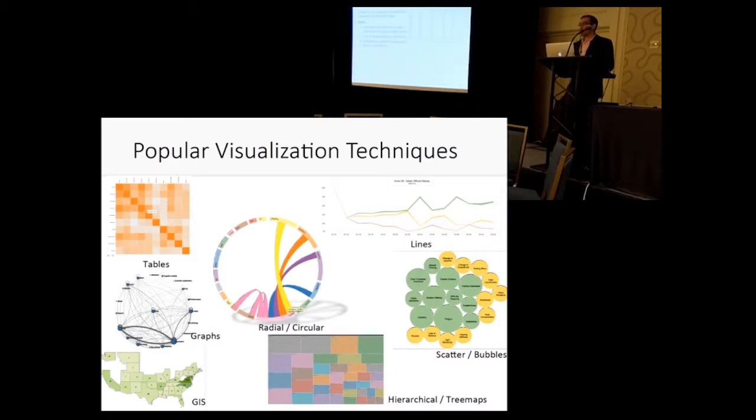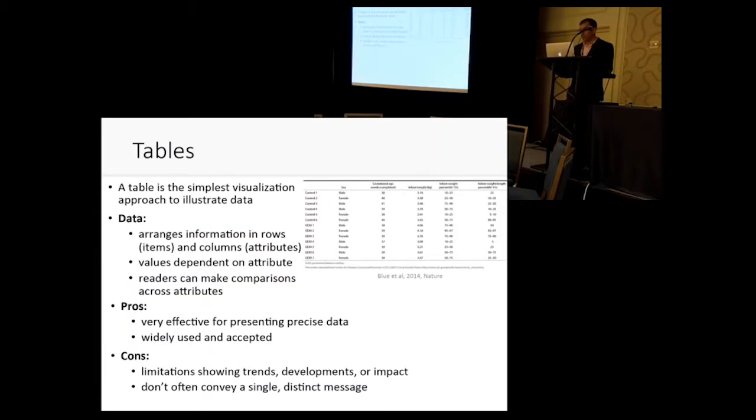Tables, I will not go into a lot of details about this one, because it is the most simple visualization approach that is used to illustrate data. The data is arranged in rows, basically the items, and the columns are the attributes. The values depend on which attribute they belong to, and readers can make comparison across attributes.